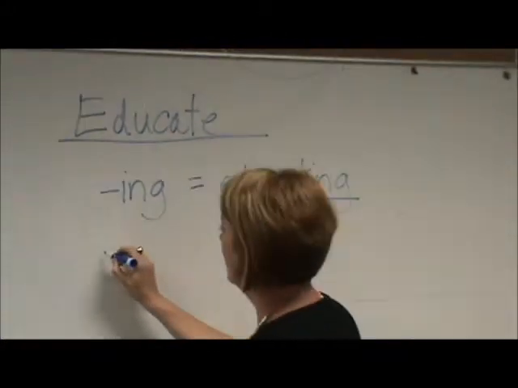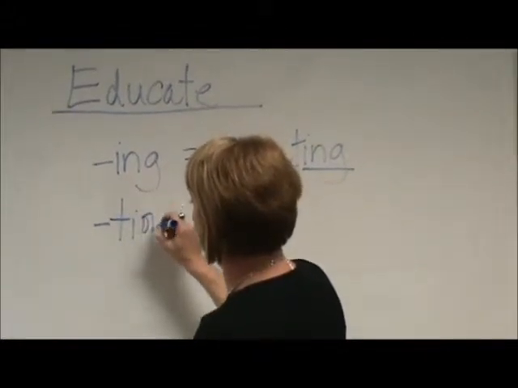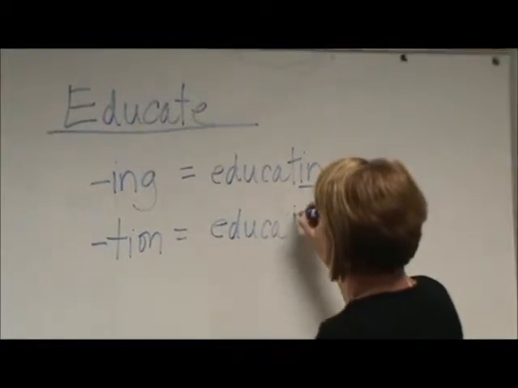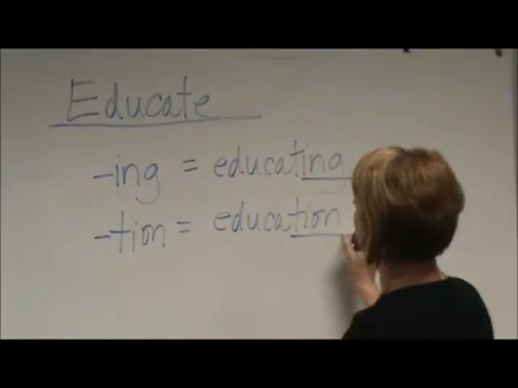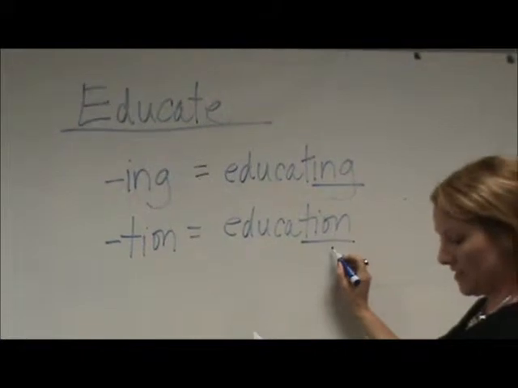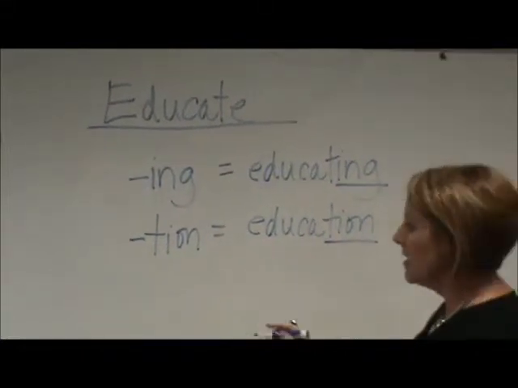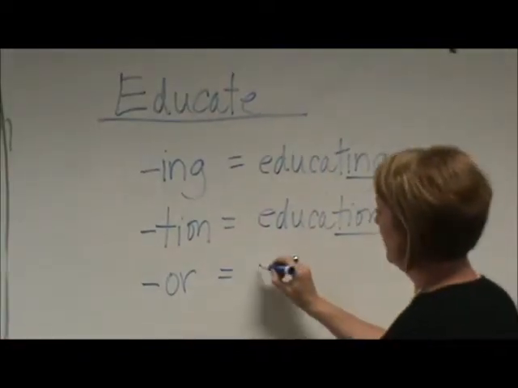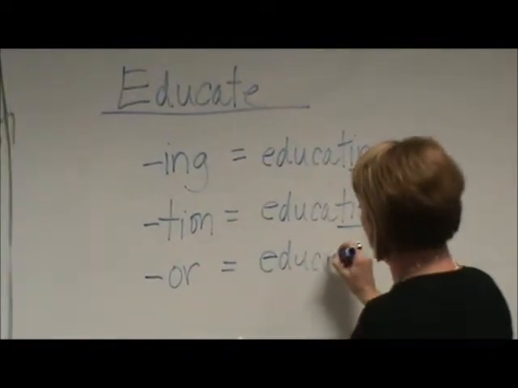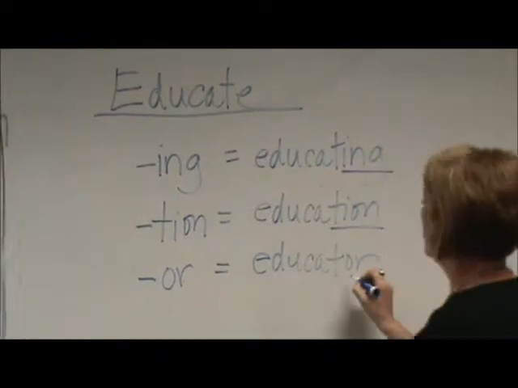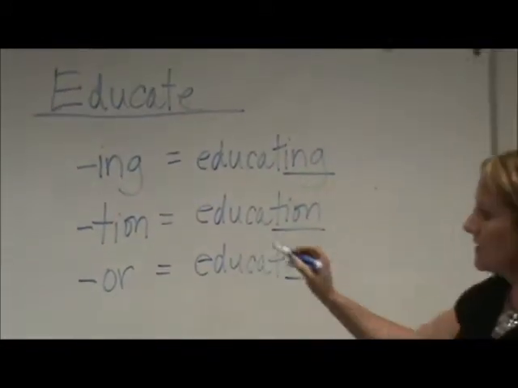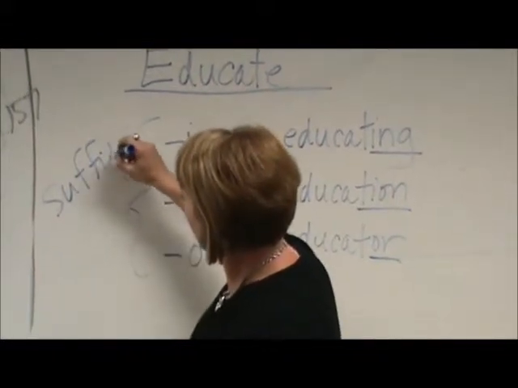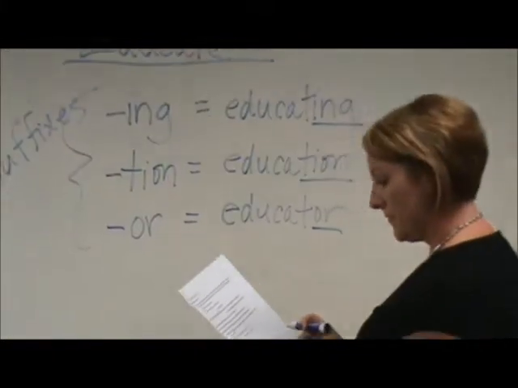If we add the suffix shun, then we get the word education. Again, it's a suffix because we added it to the end. If we add or to the word educate, then we get the word educator. Okay, so these are all suffixes because we added them to the end.